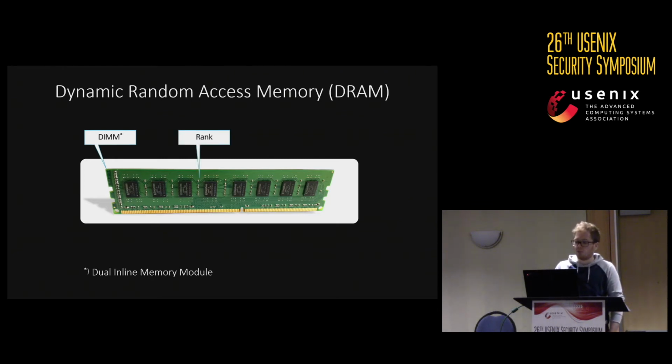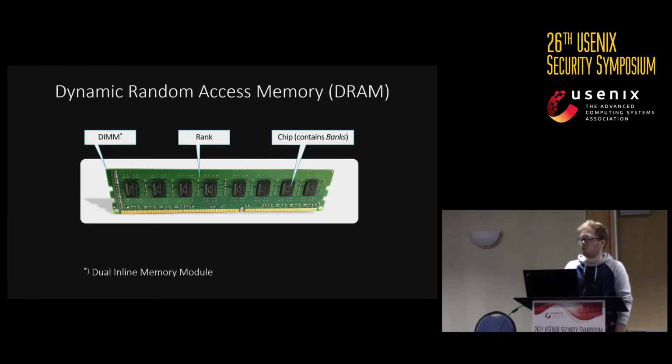In particular, these modules consist of a number of ranks, which in this case correspond to the front and the back side of the module. Each rank consists of a number of chips. Here we can see that there are 8 chips, these little black chips, on each side, so for each rank we have 8 chips. And each chip in turn contains a small number of banks, which hold the contents of the memory, and we will see that a little bit later.